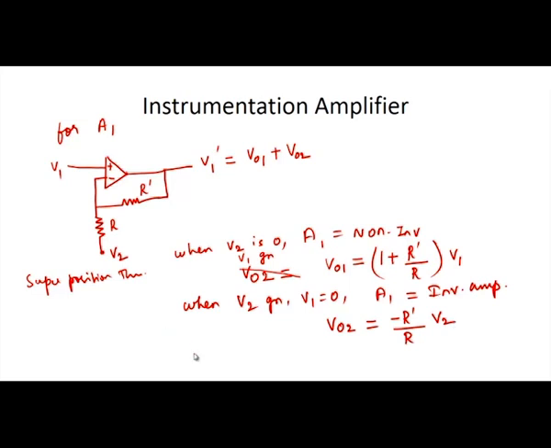Now, by using the superposition theorem, we find V1 dash is equal to the sum of V01 and V02. So it is given as 1 plus R dash by R into V1, minus R dash by R into V2. So this is equation number 1. So V1 dash we have found out, and for V2 dash, that is for the lower comparator A2, again we have to redraw the circuit.